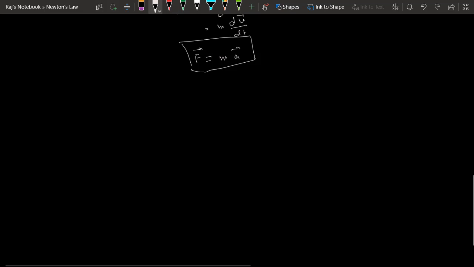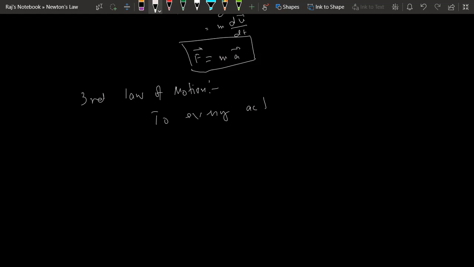Now, third law of motion. According to this law, to every action there is an equal and opposite reaction. So this is known as the third law of motion.